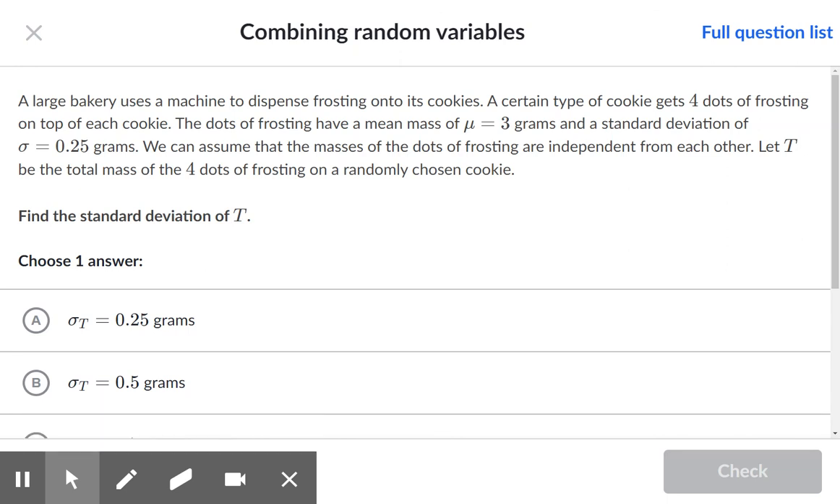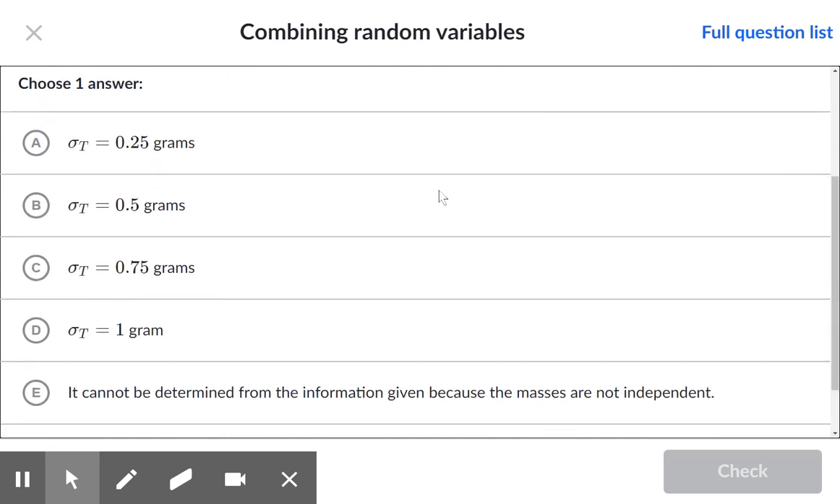So we now know this is 0.25. But they asked us to find the standard deviation of T. The variance now is 0.25. Variance of T is equal to 0.25. Now we know that variance is sigma T squared equals 0.25. To find sigma T, the standard deviation of T, we have to take the square root of 0.25, and that gives us 0.5. And of all the answers here, 0.5.